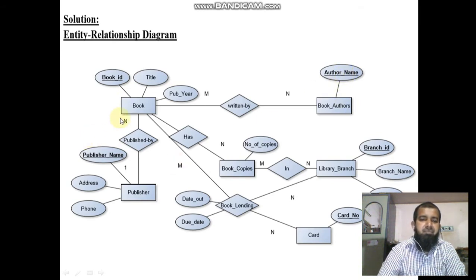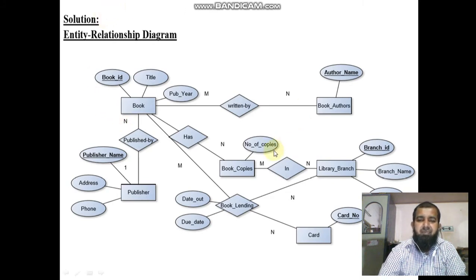Then book lending and card. Here the cardinalities are M, meaning more than one book, and N, meaning more than one author, so many books. Here there is only one publisher for a particular book. Then book has book copies, meaning many copies. The same book may have many copies.